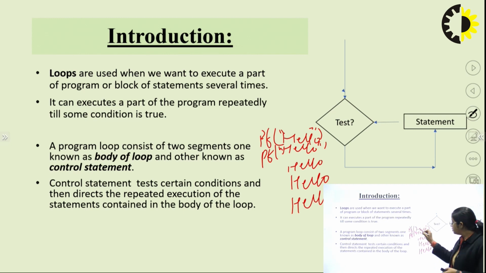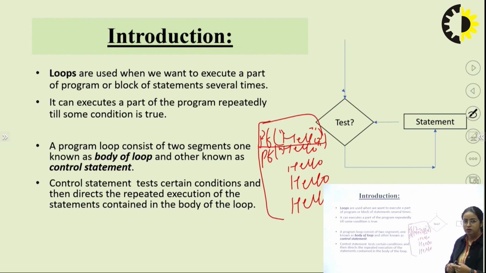To resolve this problem, where we do not want to write the same statement again and again in our program, we use loops. That means we only use this printf statement once in a loop, and then we execute that loop. If we want to print 5 times, or any number of times, we just put this single printf statement in a loop, and it will execute that many times.